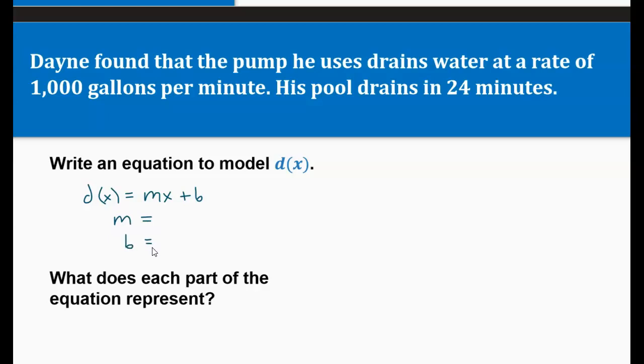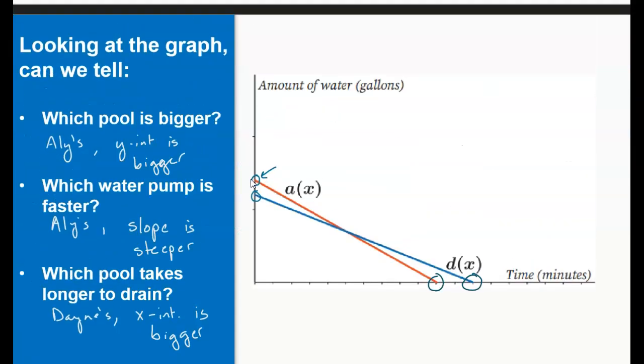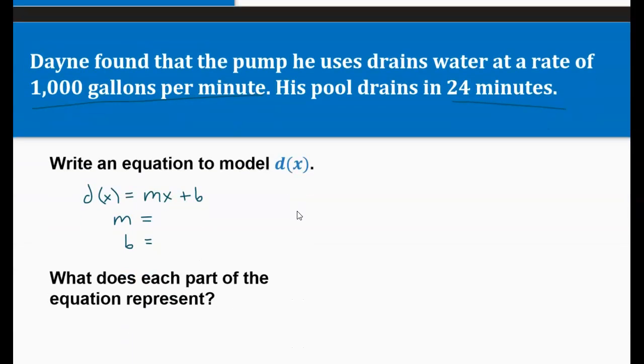So then we ask ourselves, did they give us either of these terms in the problem? It says, we have 1,000 gallons per minute and we have 24 minutes. Do either of these values correspond to either the slope, the rate of change, or the y-intercept? We said the y-intercept was the gallons of water in the pool, right? The y-intercept is how big the pool is. So did they give us either of those things? Well, we don't have one that says gallons. We don't have a size of the pool, but we do have a gallons per minute. That sounds like a rate.